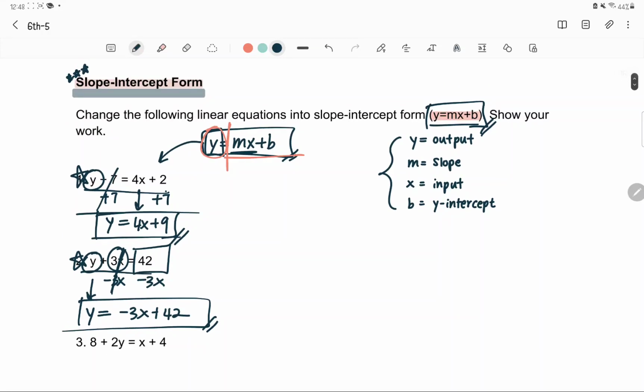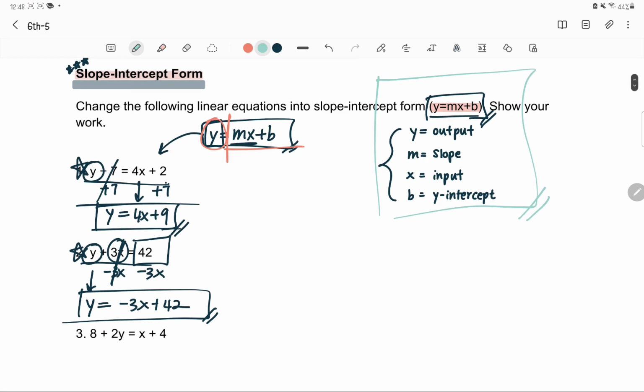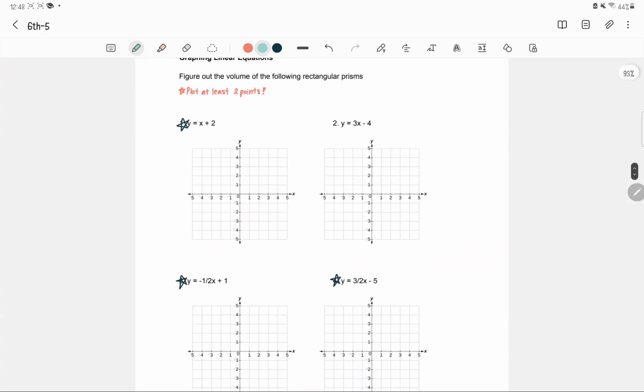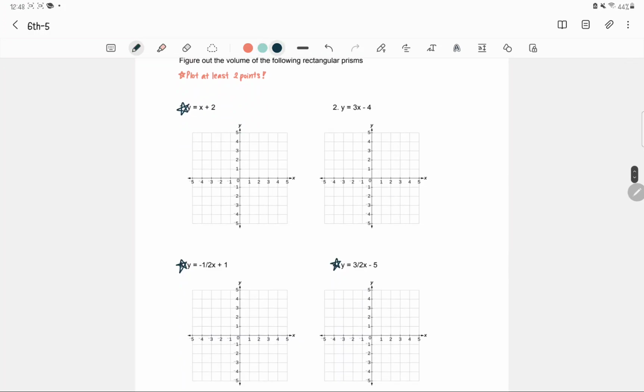And it will be really helpful for you to remember this part, y equals mx plus b, and what each variable stands for. So let's move on to the graphing parts.